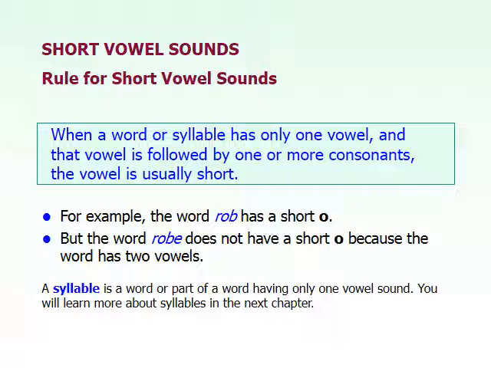Okay, we're going to learn more about it. So if we look at Rob, there's only the one vowel sound, ah. In the case of robe, even though we have two vowels written, it's also just one syllable because there's only one vowel sound. But let's practice a little bit of identifying the short sounds.